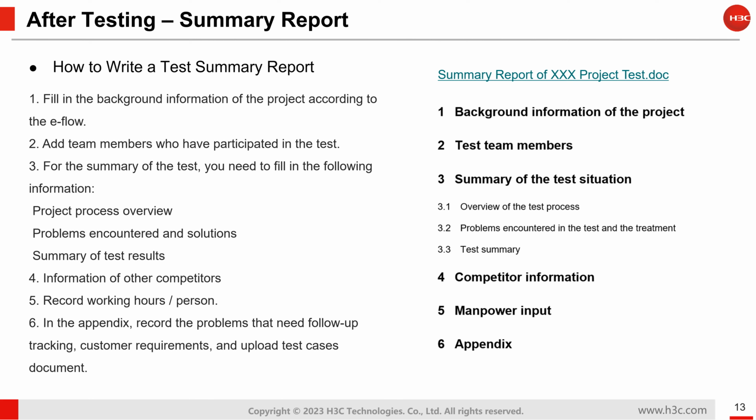Project process overview. You can describe the progress of project testing, such as when the project started, when it was demonstrated, and when it ended. Problems encountered and solutions. You should describe the problems encountered during testing or demonstrations, as well as solutions. Summary of test results, such as summarizing the test and demonstration results, whether the test passed, and customer satisfaction. Next, you can fill in the information of other competitors if this project has any. Then you need to fill in the working hours.